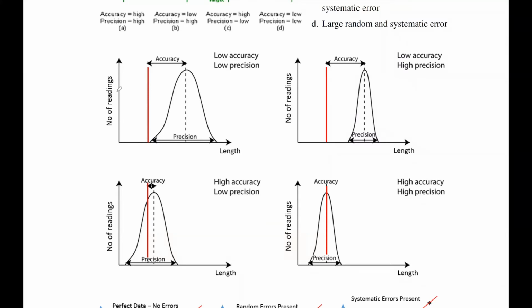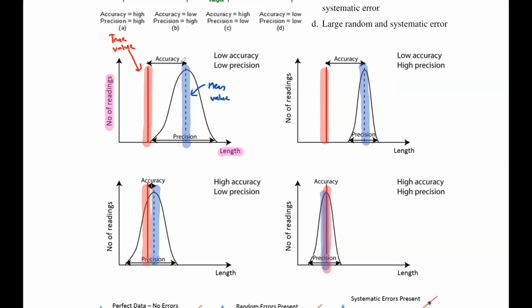In our next example, we have a set of graphs that show us the number of readings and their corresponding lengths. Let's first assume that the red line represents the true value of the lengths. Whereas the dotted line representing the length value with the highest number of readings is actually the mean value. From here, we will be able to deduce the accuracy of our readings.